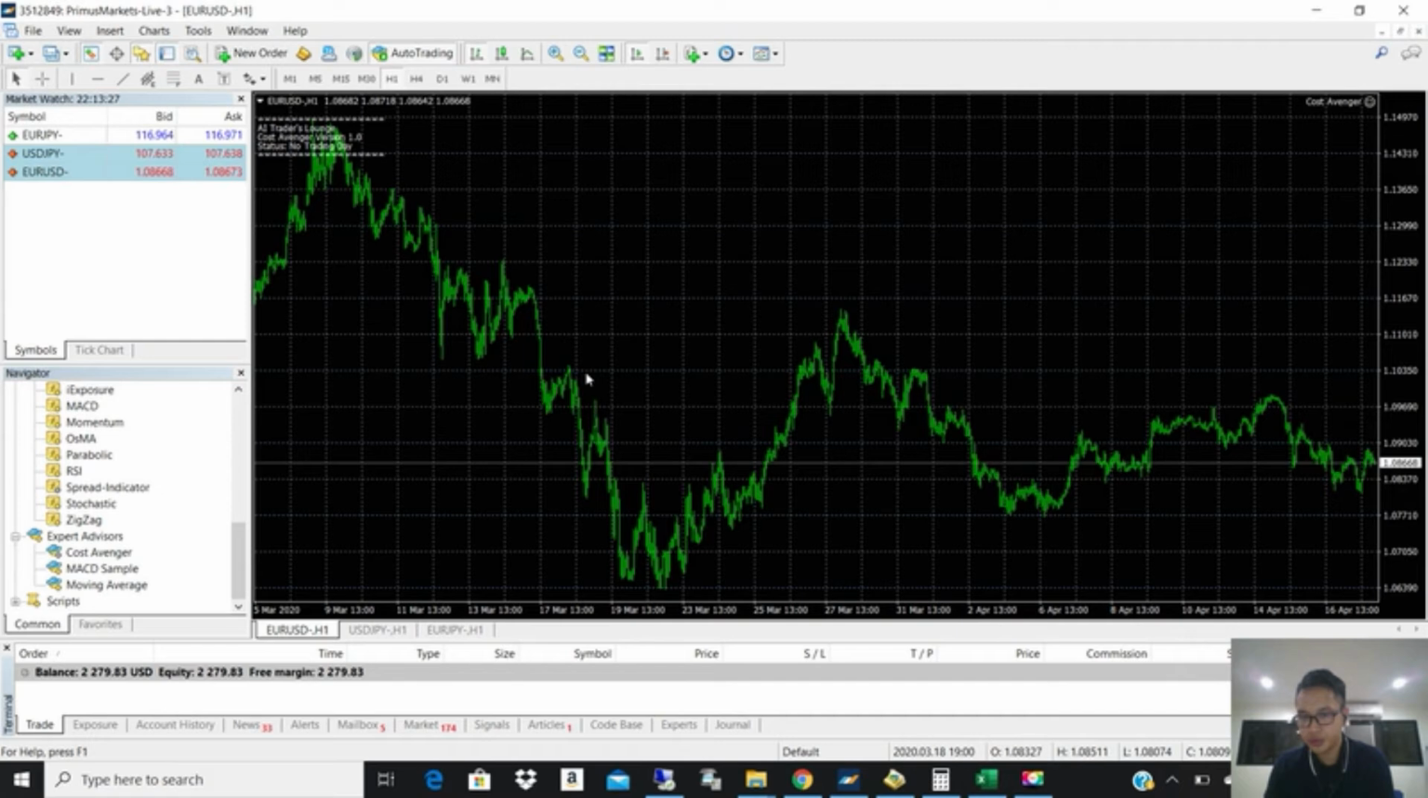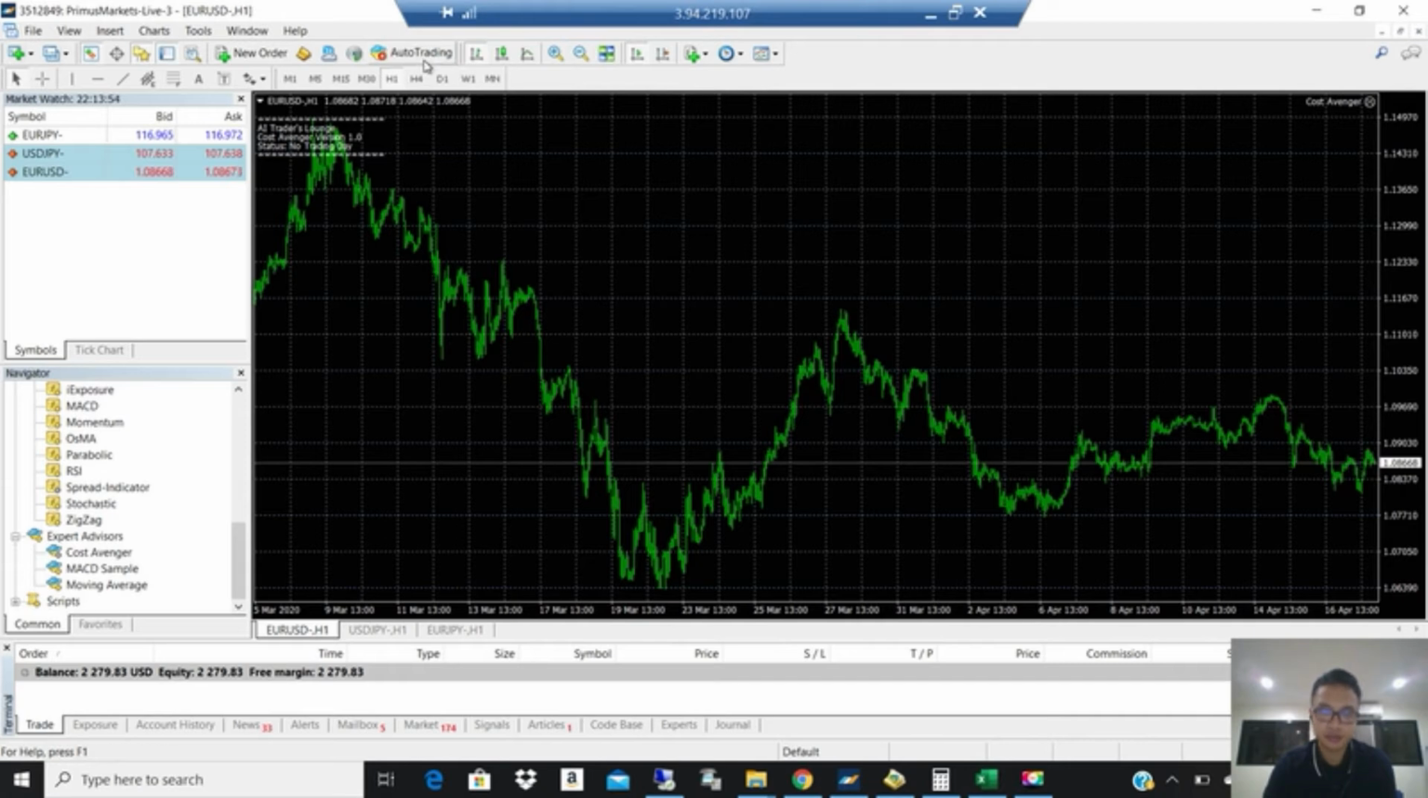Now you could turn off the expert advisor if you think that your account could not take the current market condition, or survive the current market condition. You could turn off the auto trade here. It's up to you, but it's better to be safe and just compound the profit than get wiped out.